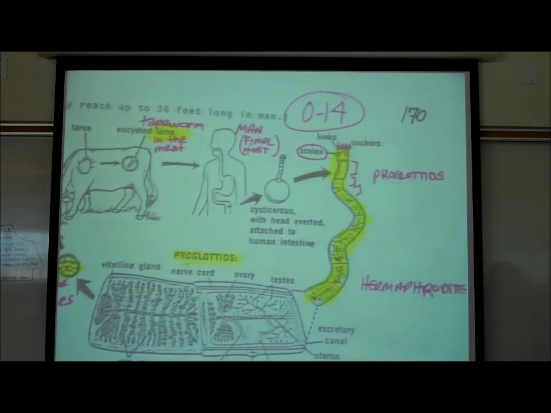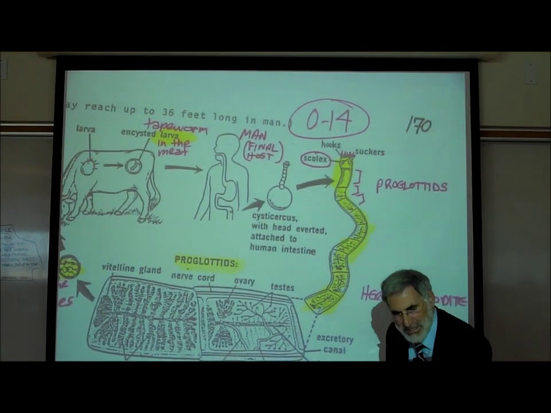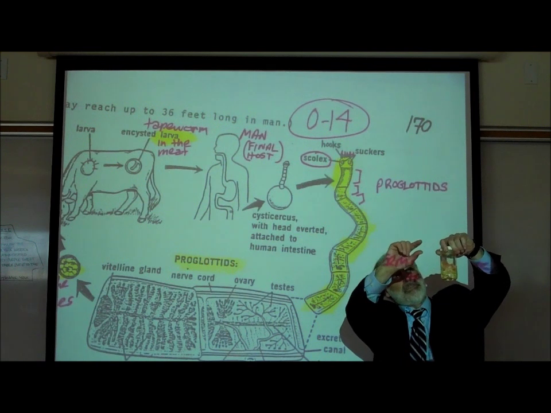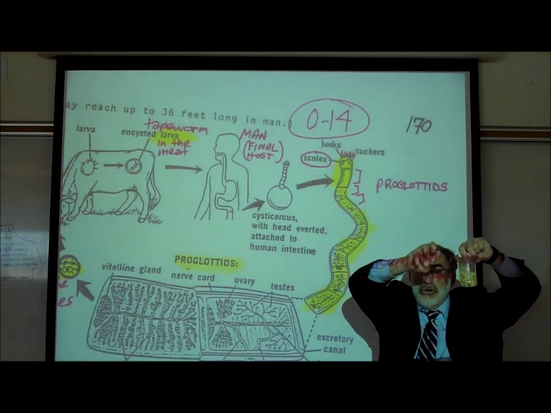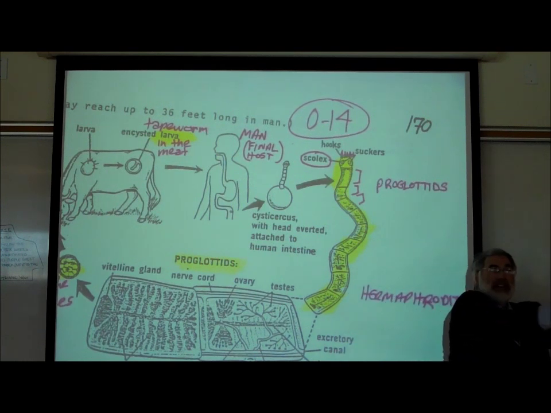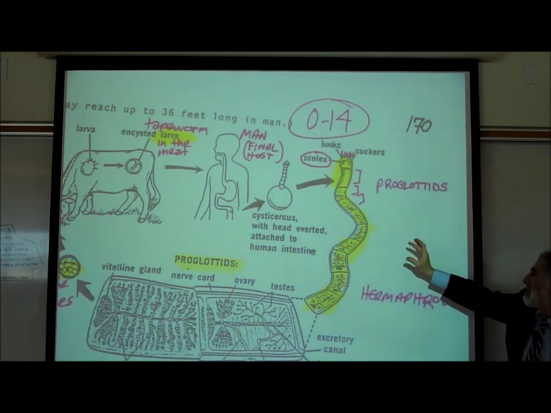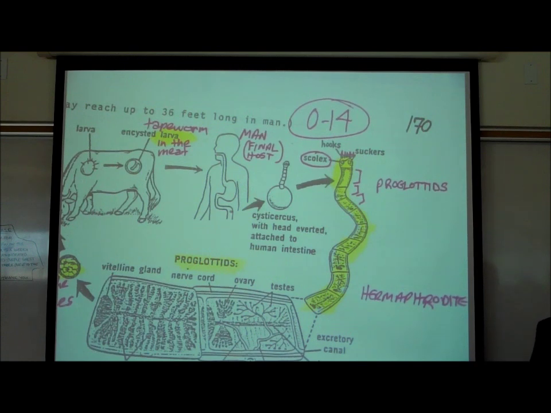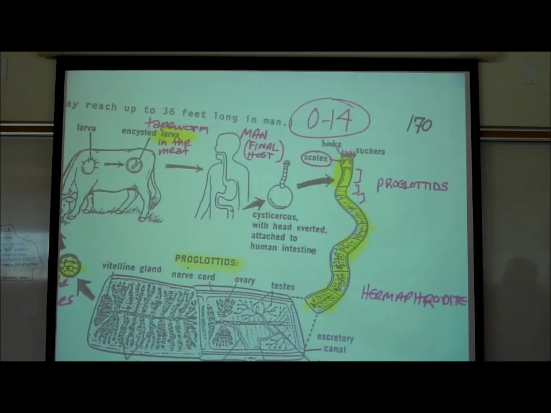All right, so what is a tapeworm when we look at it? The very front end is a scolex that has hooks and suckers to attach to the wall of the intestine. And the rest of its length is just these repeating segments of proglottids, which are simply designed to produce a lot of eggs.